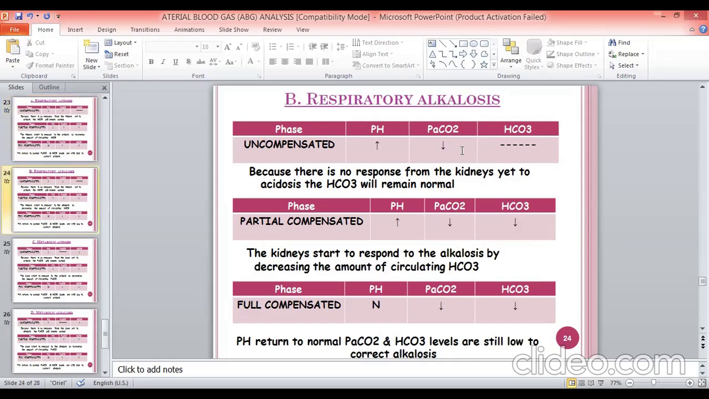If I talk about the causes of respiratory alkalosis, that means the lack of oxygen tension at the tissue level.